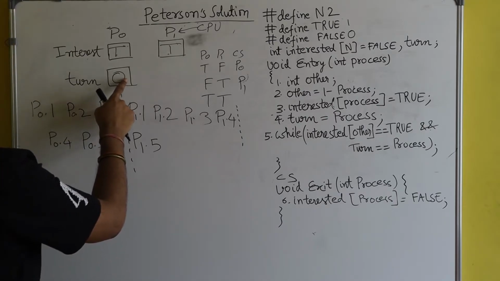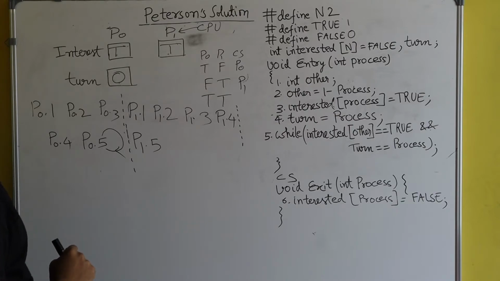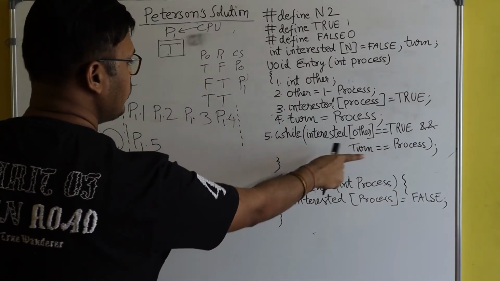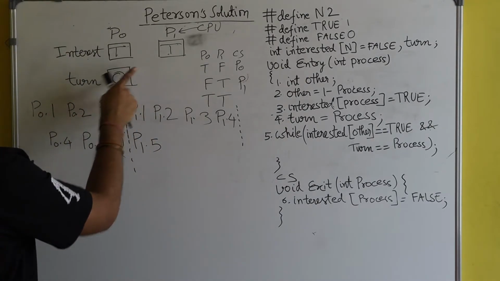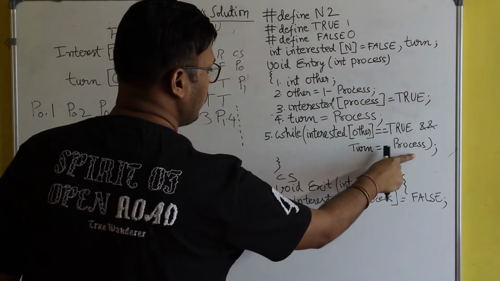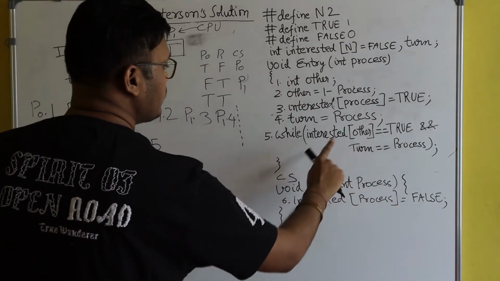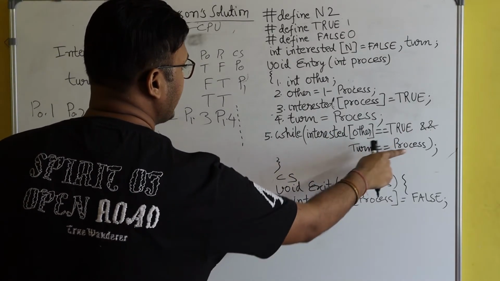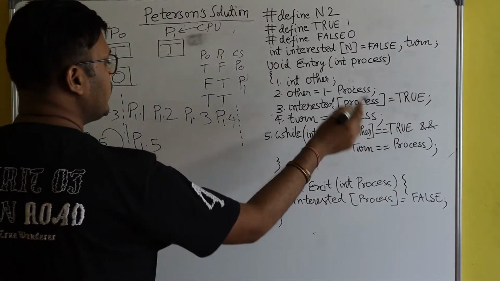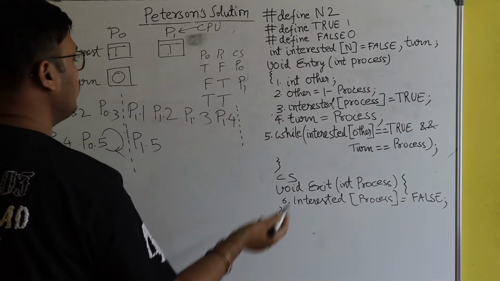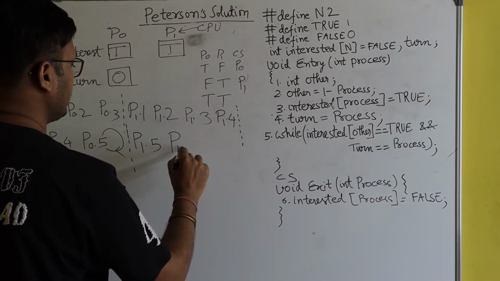Here you see, no, turn is not equal to process. Turn is 0, but this time the process is 1, not 0. So this condition is false. Since the first condition is true and the second condition is false, true and false is equal to false. So it means the while loop condition is false. So the while loop will be broken and P1 will enter inside the critical section.